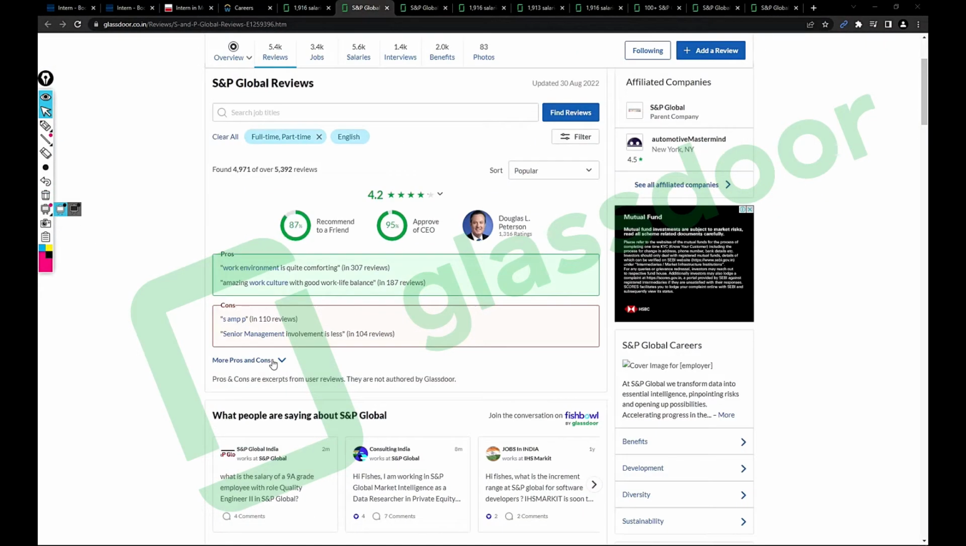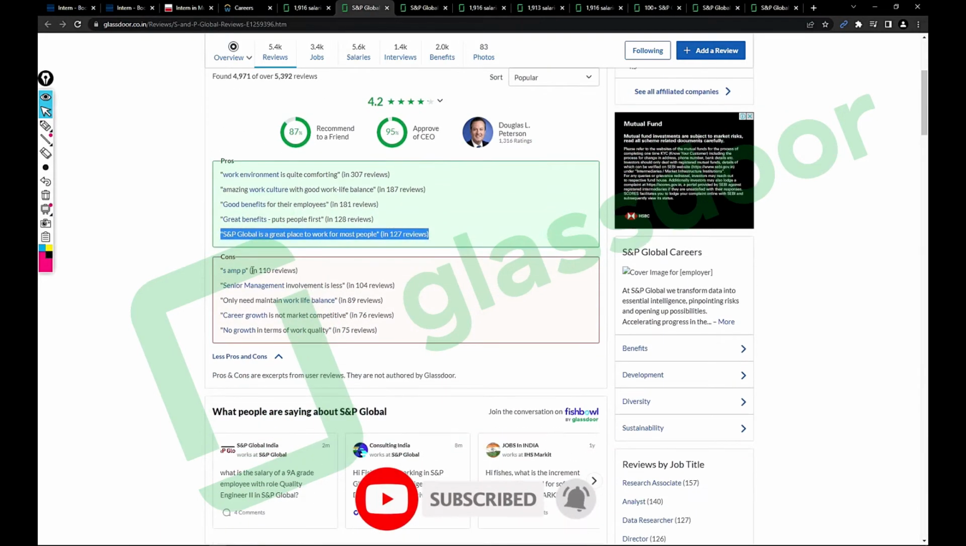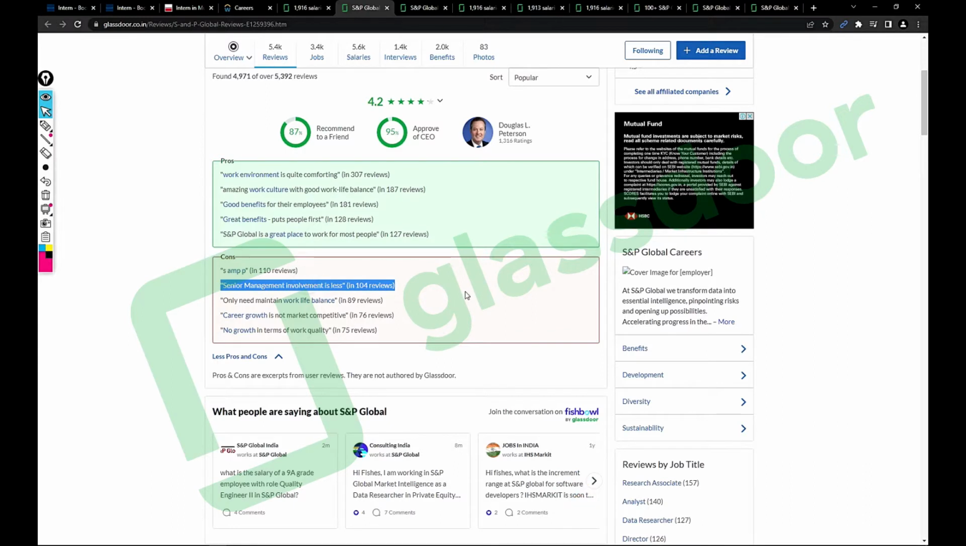Let's talk about the pros and cons of working in this company. Work environment is quite comforting, amazing culture with good work-life balance, great benefits for their employees, puts people first. S&P Global is a great place to work for most people. And coming to the cons, senior management involvement is less. So as I said, you might not get a lot of recommendation or assistance from senior management. Only need to maintain work-life balance.